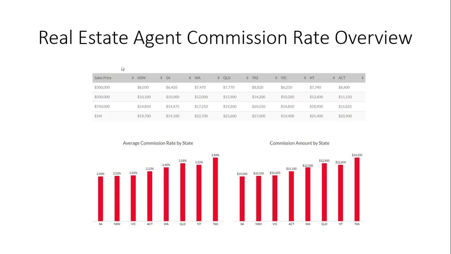In Tasmania, Tasmania actually has the highest commission. I don't know the reason why, but in Tasmania you get $8,820, and in Victoria, you get $6,210, and NT, which is Northern Territory, $7,740. ACT, $6,600.